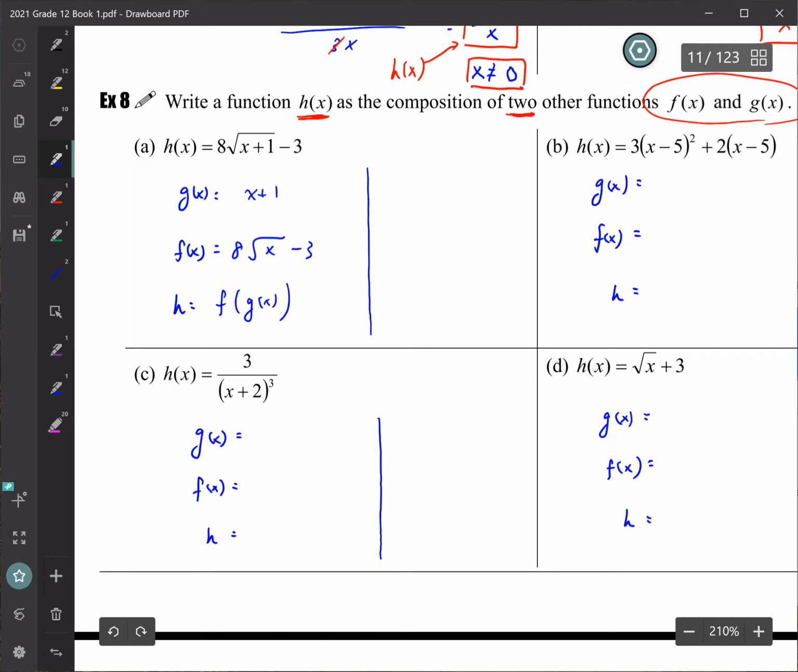Okay, so let's see if it works, right? If g of x is the inside, the way you can check is you can take a highlighter. X plus 1, I want to put it into there, right? Replace it. Then it should look like our h of x. And it does, right? So that's good. That's one option. Let's see if we can find a different one.